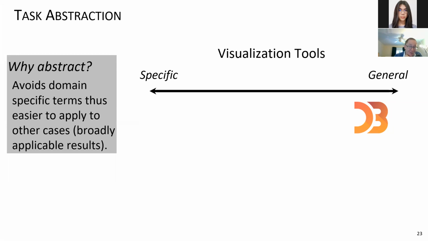D3 can do almost anything you want it to do, except you need to know what you're doing in order to make it do anything. It's like making your own cars. You're doing your own everything. Tableau is less general, but it's still fairly general. You can visualize almost anything you want. I've seen some crazy things last term with the grad students.